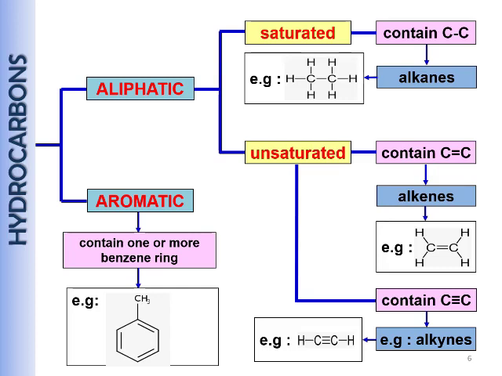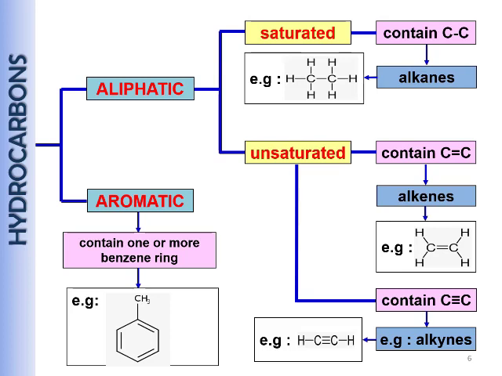Saturated hydrocarbons, compound with single bond, which is alkane. The example is ethane. For alkanes, it contains the maximum number of hydrogen atoms that the carbon compound can possess.